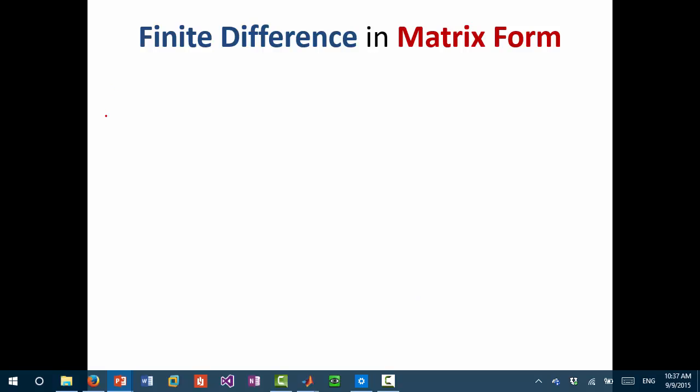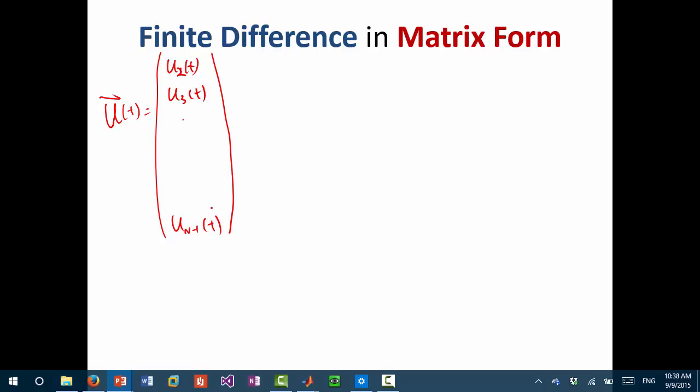Okay, that is, we can write our u, the vector of t, is equal to a vector. This is where linear algebra starts to come into play. u1 of t, oh, actually we don't have to solve for u1 of t, so u2 of t to start, u3 of t, etc., to un minus 1 of t. So this is my solution. It is a vector function of time.